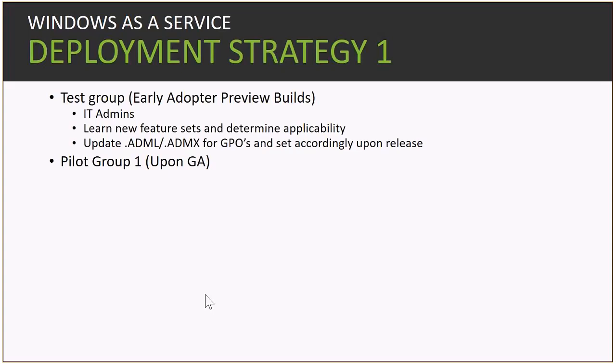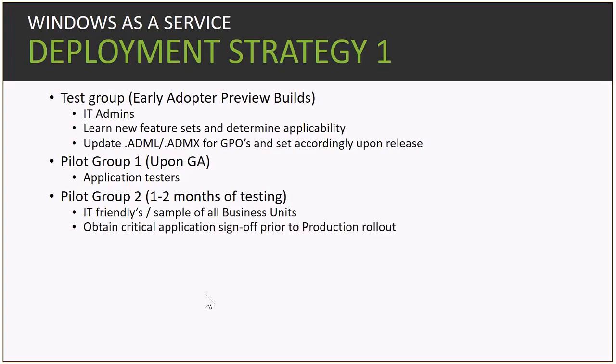So getting to the state is achievable, and we'll cover some of that a little bit later. For pilot group 1, you want to look at your application testers and maybe some friendly folks in IT. For pilot group 2, and then you get that application sign-off prior to production rollout, right? I cannot reiterate enough that once your applications are tested and managed well, the rollout will go much more smoothly.